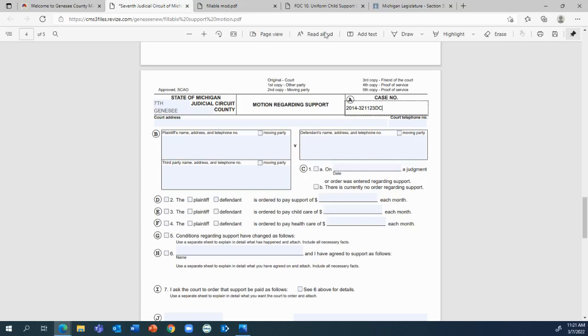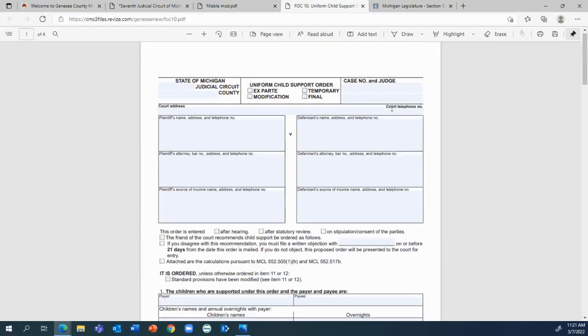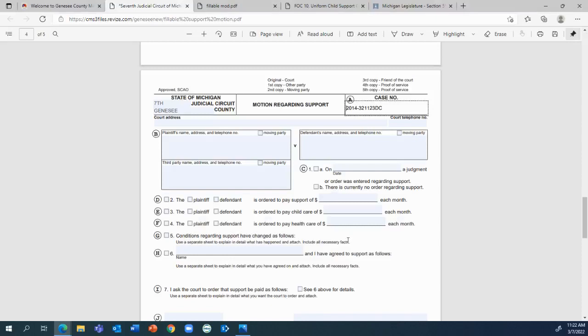I'm going to jump over real quick to the Uniform Child Support Order, another video that we've done before, and right here up at the top you can see where your case number would be. If you have your Uniform Child Support Order, which is going to be really important as you go through this, make sure that you get that same case number right up at the top. So here we're going to put in plaintiff's name and defendant's name.